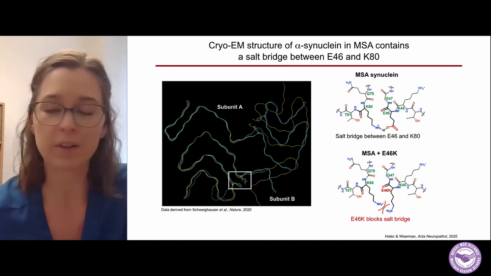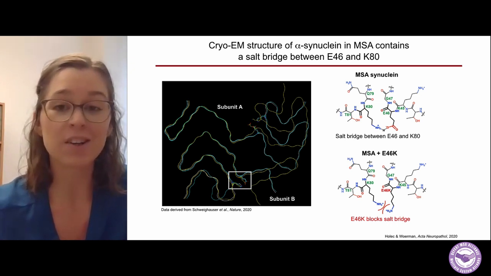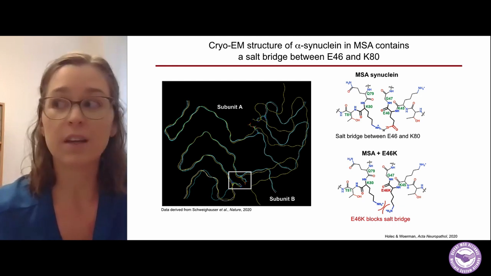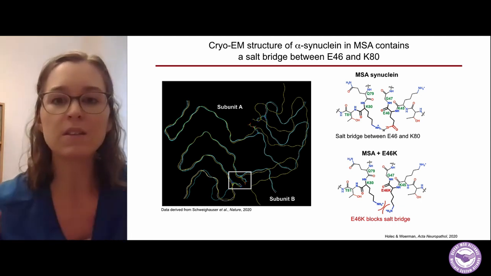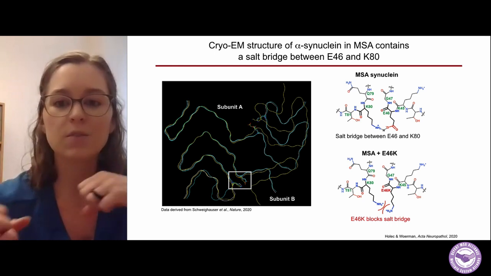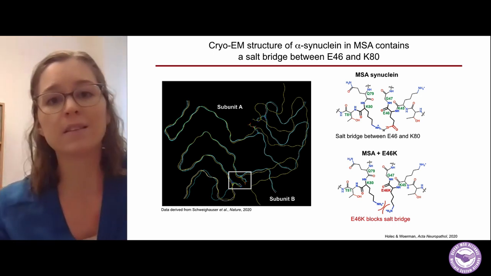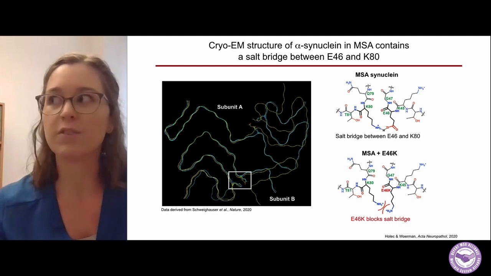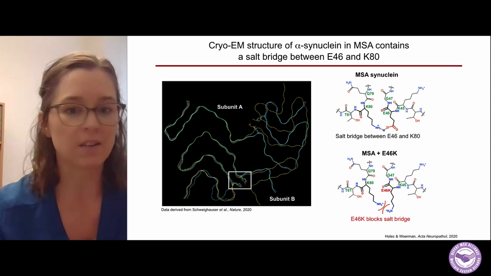And normally this salt bridge is happy and there in the MSA structure, and in the wild type structure it can form. But when you have the mutation of glutamic acid to lysine, it blocks this salt bridge. So the formation of a salt bridge between two lysines can't happen because you get this repulsion that prevents that interaction. So the hypothesis became that this repulsion prevented any conversion from occurring between MSA and E46K α-synuclein.